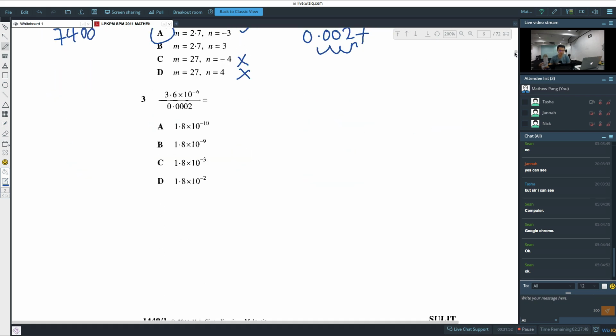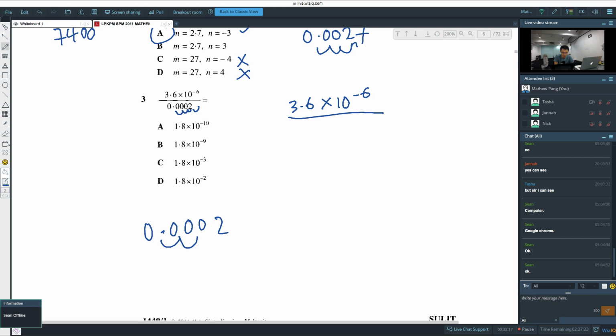Okay, number 3. Same thing, this is standard form. You can use a calculator to solve it if you want, or solve it manually, it's fine. So this is 3.6 multiplied by 10 to the power of negative 6, over 0.0002. Let me see, 1, 2, 3, 4. So I move 4 units to the right, so the power will be negative 4.